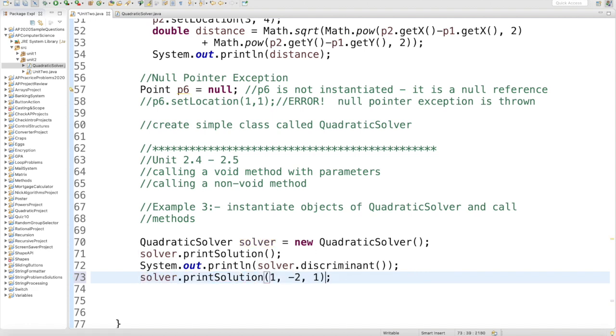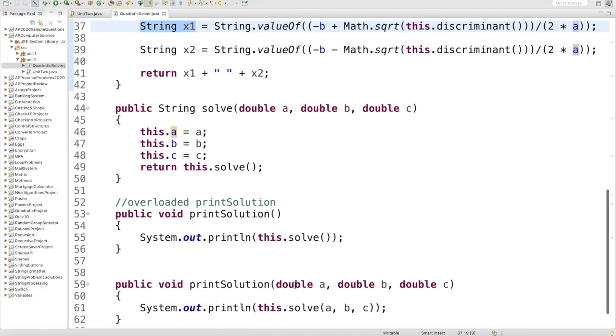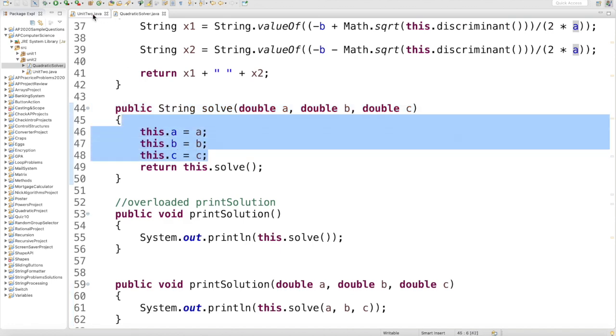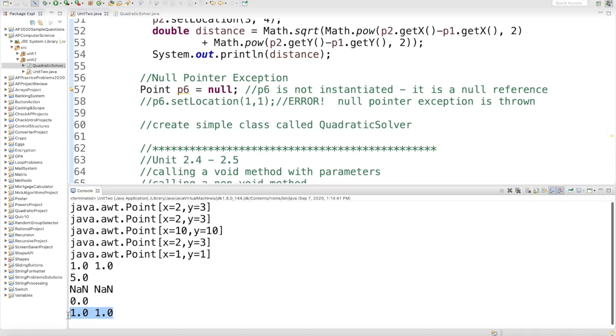Now you must remember the A, B, and C's up here were 0. But once I gave the A, B, and C in this print, let me remind you, that's the print parameters, it then asks to solve with the A, B, and C, and the A, B, and C calls this method, which sets up the A, B, and C. So let's go back and run that. And yes, our answers are 1, 1.